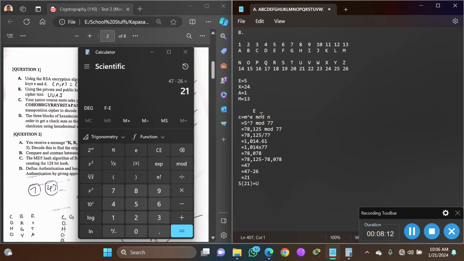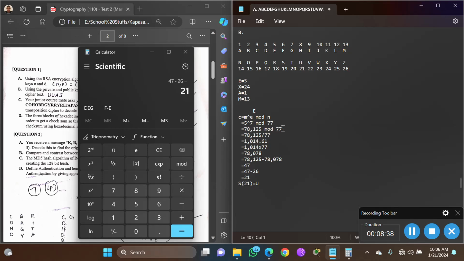Okay, so now our M, which is the plain text E, is 5 from the alphabet. Then E was 7 based on our previous calculations. Then mod is just mod. Then our N was 77. Now we said 5 power 7, we got 78,125. Then mod 77, like that.